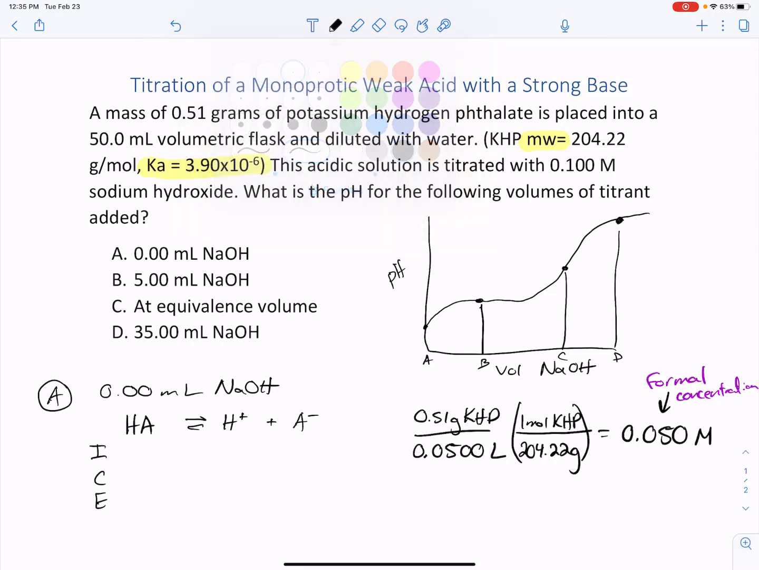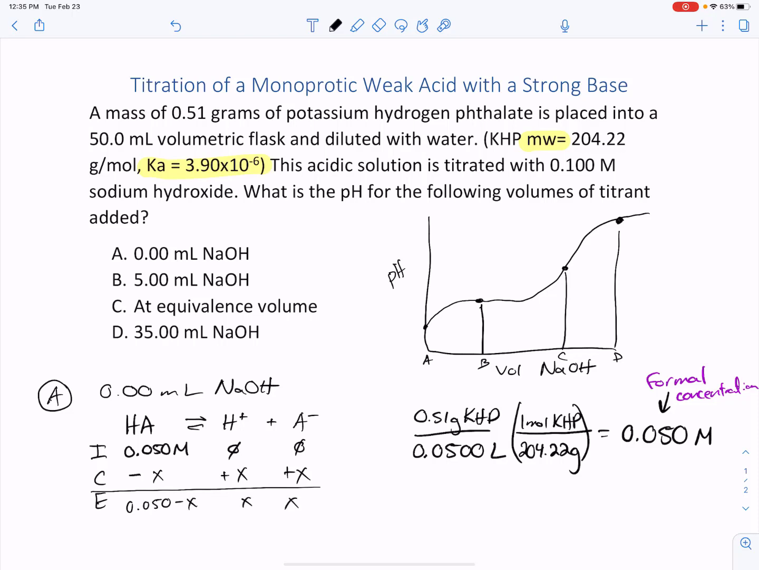I therefore can go over to my table and say my concentration initially of my weak acid HA is 0.050 molar. I didn't start out with any hydrogen ions or any conjugate base, so those are both 0. My change: this one is going to decrease while these increase, because they can't decrease since they started out with nothing. So they're going to go down while these two are going up. And then my equilibrium is 0.050 minus x, and these are both x.